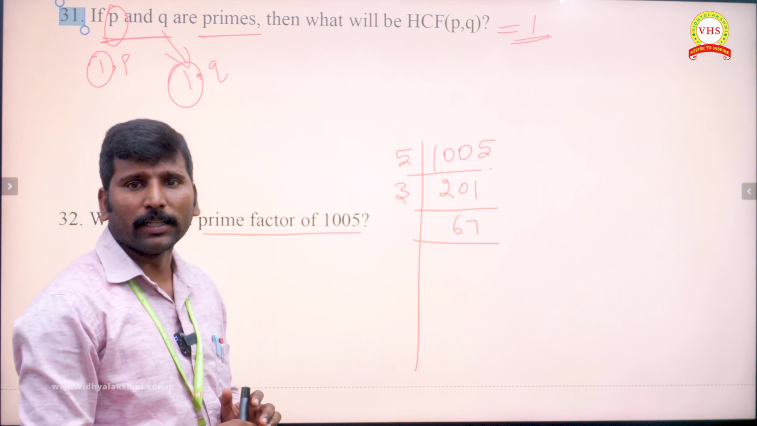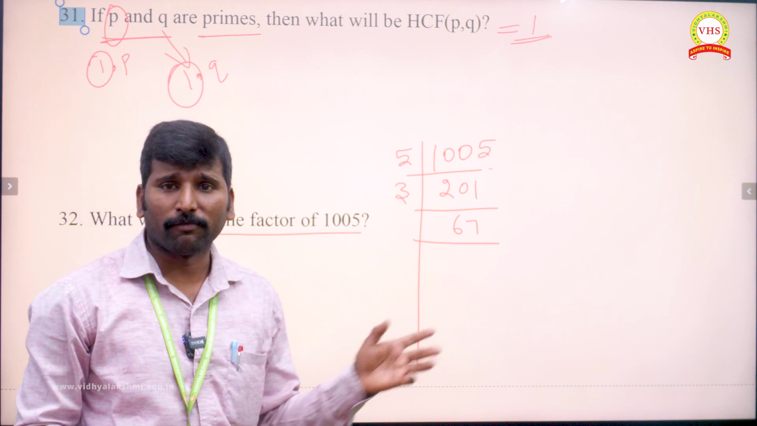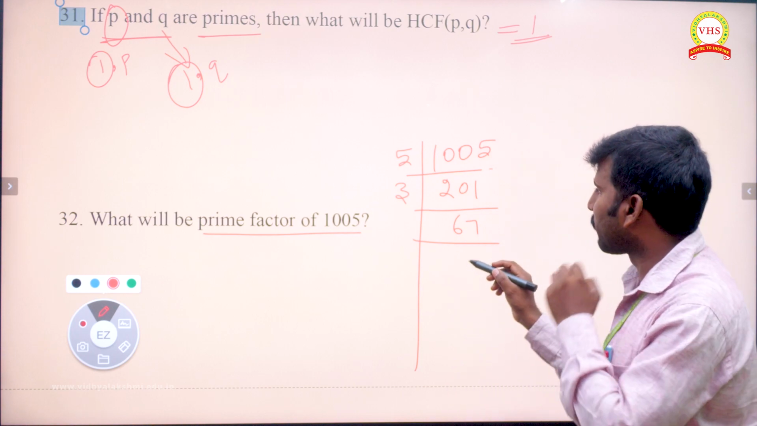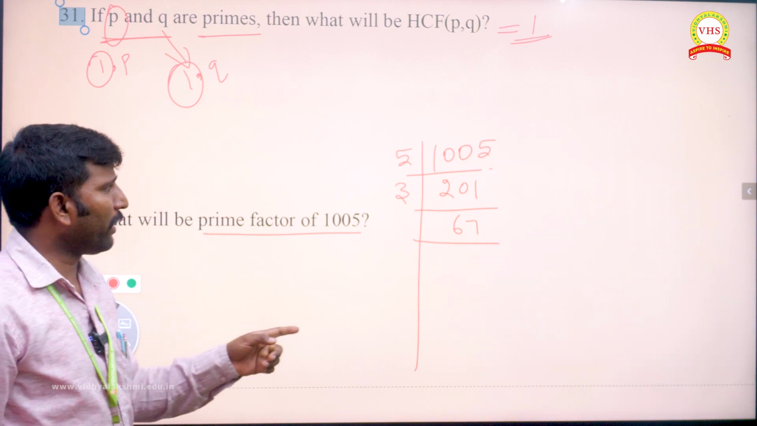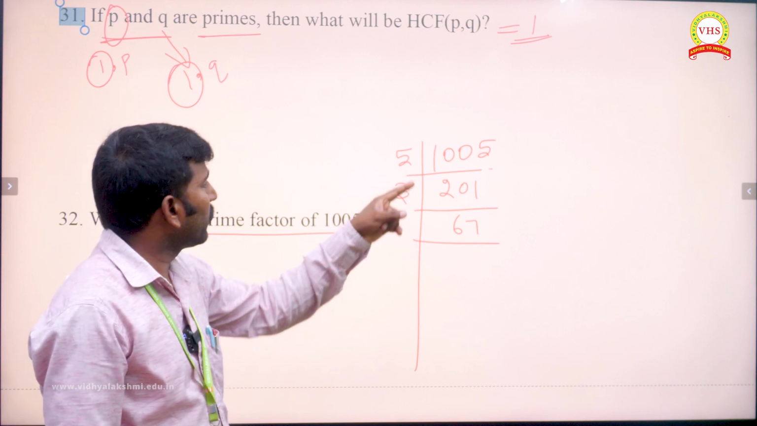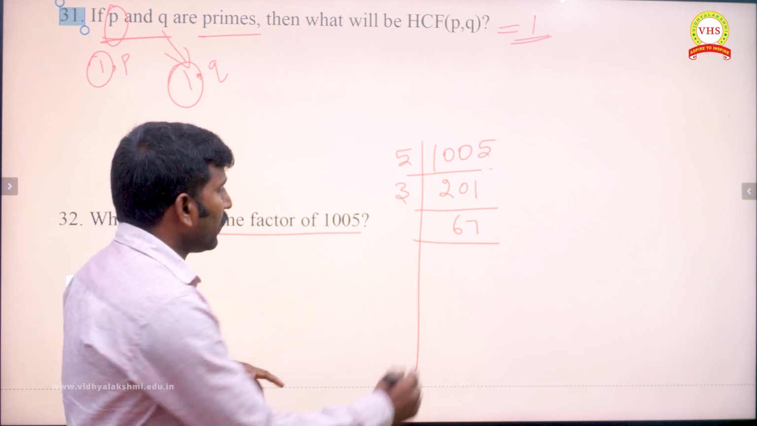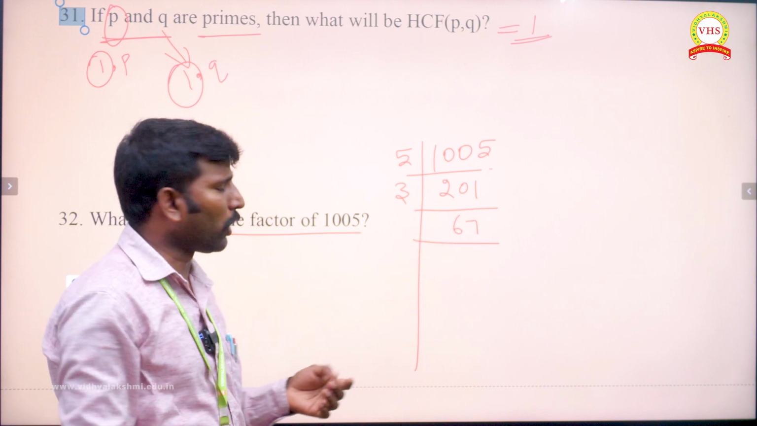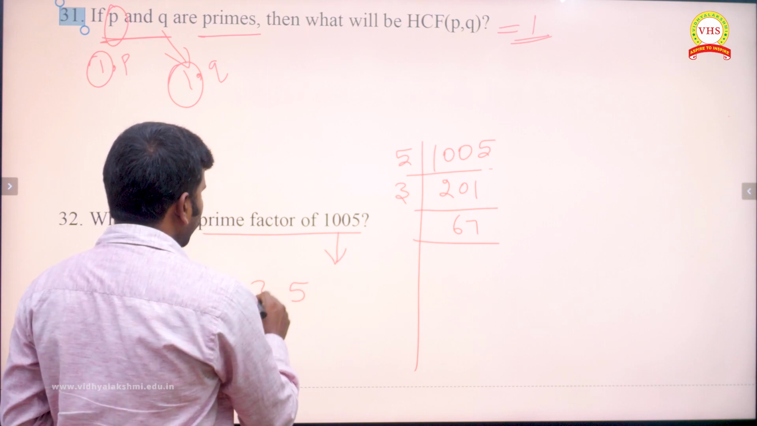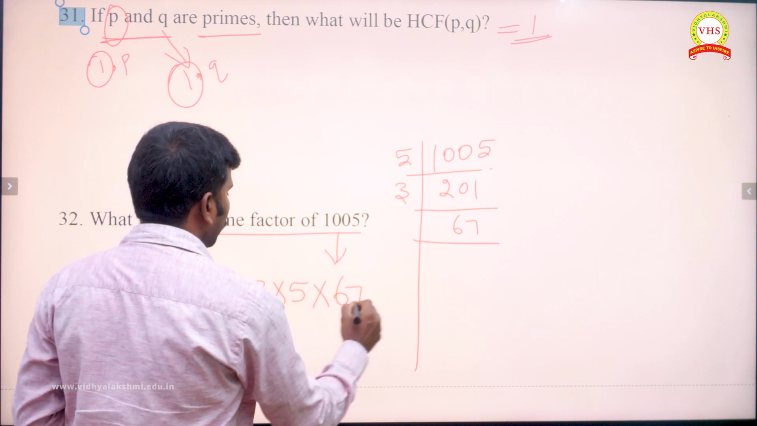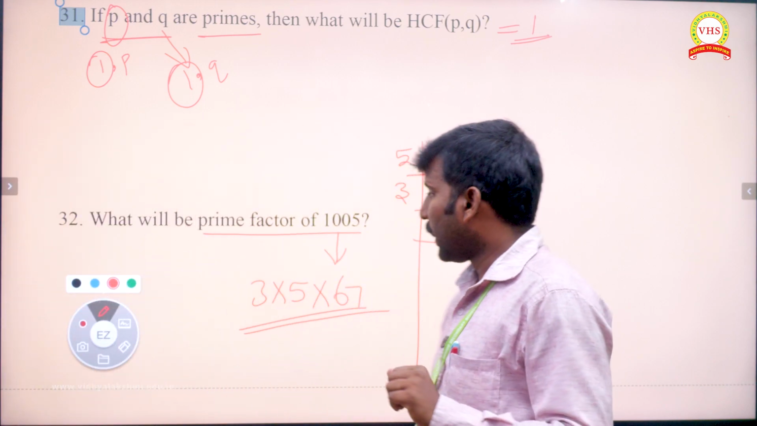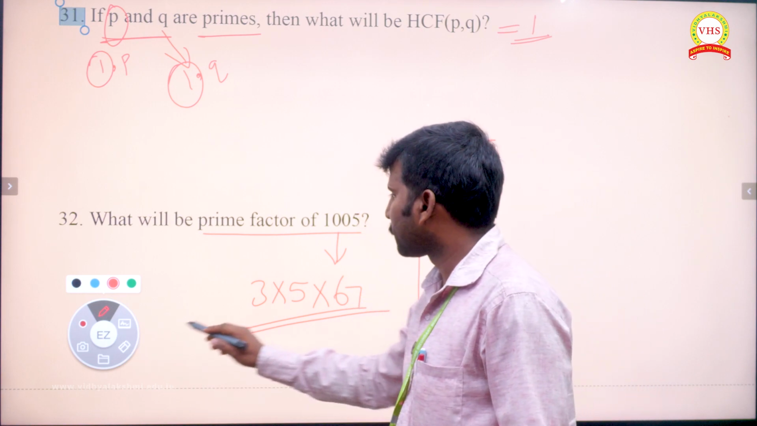Understand, children? 67 may be a prime number, but we have to check whether it is a prime or not. Finally we are getting 5, 3, 67. 67 is a prime, so we can stop. So the prime factors of 1005 are 5, 3 and 67. These are the required prime factorization for 1005. Understand? Okay, let me continue with this.